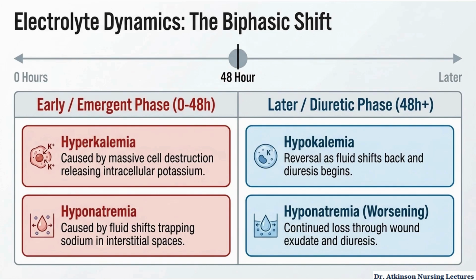Electrolytes shift in 2 phases. Early on, cell destruction causes hyperkalemia, and fluid shifts trap sodium, causing hyponatremia. Later, in the diuretic phase, that reverses to hypokalemia, while hyponatremia can actually worsen from wound exudate and diuresis.